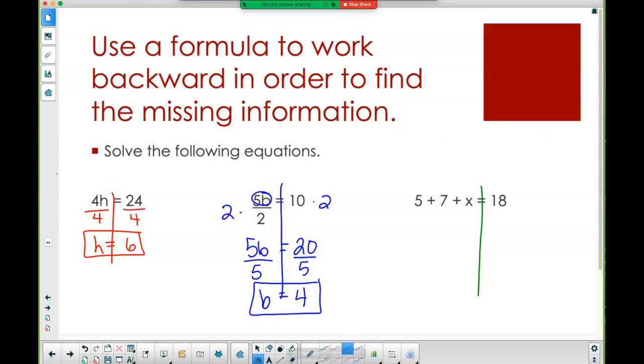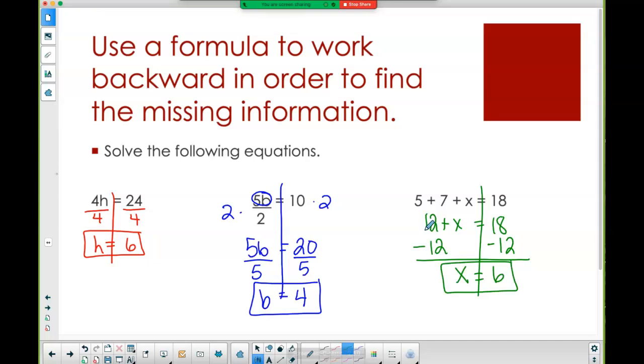On this last one, let's add first. What's 5 plus 7? 12. And now we need the variable by itself. How do I get rid of the 12? It says plus 12, so then we have to subtract 12. So x equals 6.